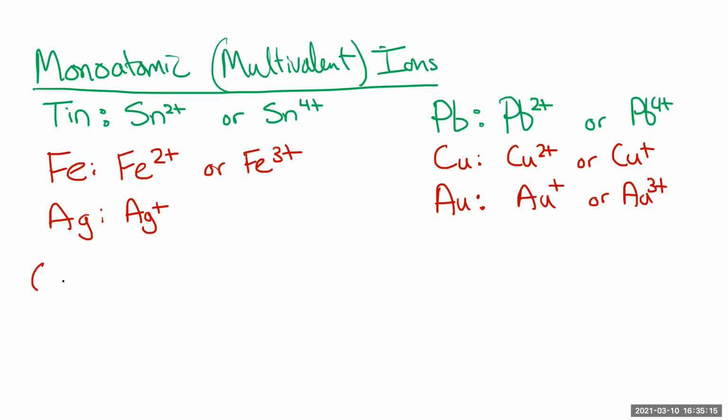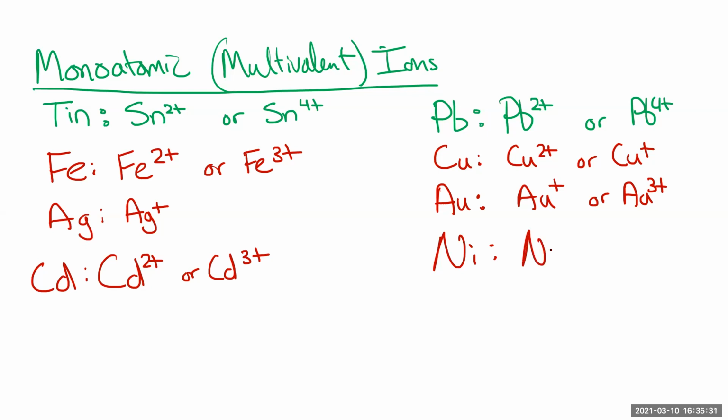Then you've got cadmium, which can be cadmium 2 plus or cadmium 3 plus. Other important ones, I believe, nickel can be nickel 2 plus or nickel 3 plus. And I think I will just give you the list for the other side. This is just primarily examples. Now, let's talk about polyatomics. There is a whole long list of these, okay?